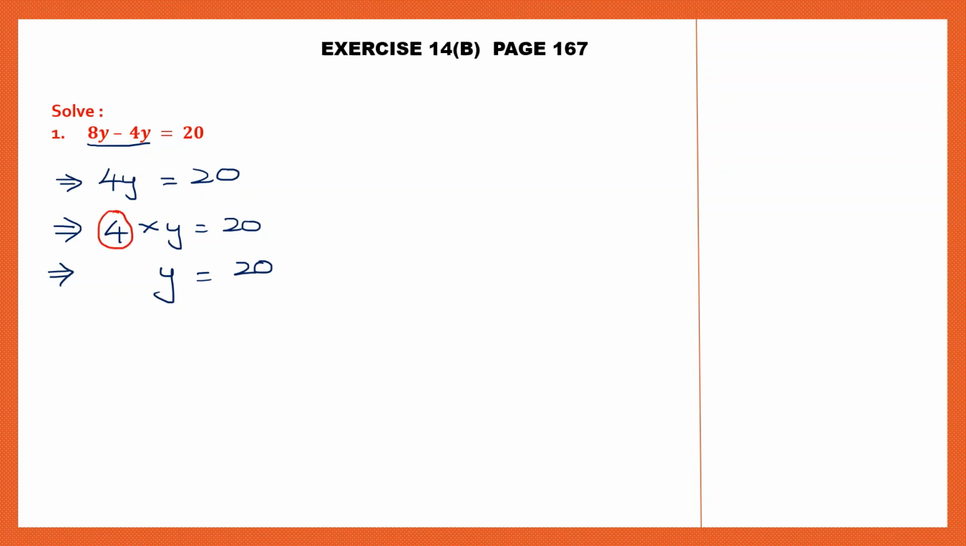So when it moves to the right hand side, because it is multiplication on the left hand side, it will become division. Now 20 divided by 4 is 5. 4 5s are 20. So we have found the value of y to be 5. So we've got our answer to question 1. y is equal to 5.